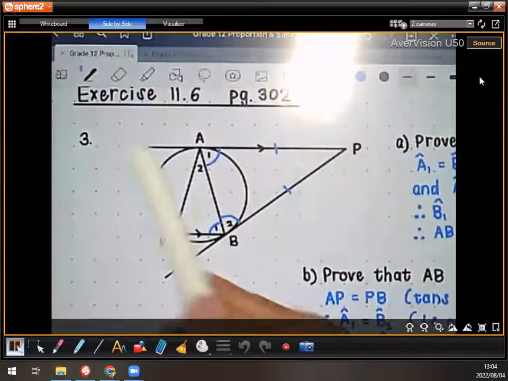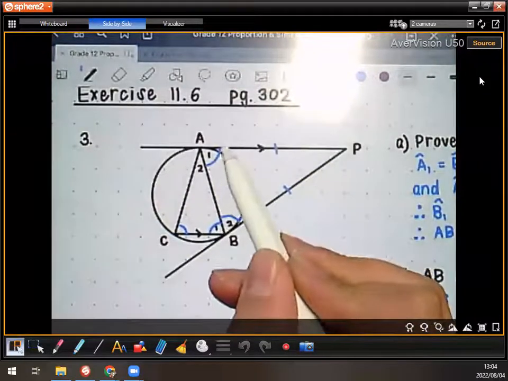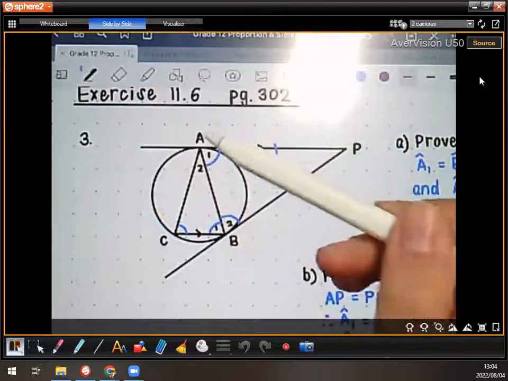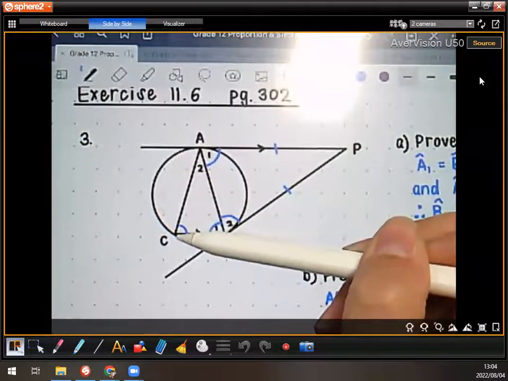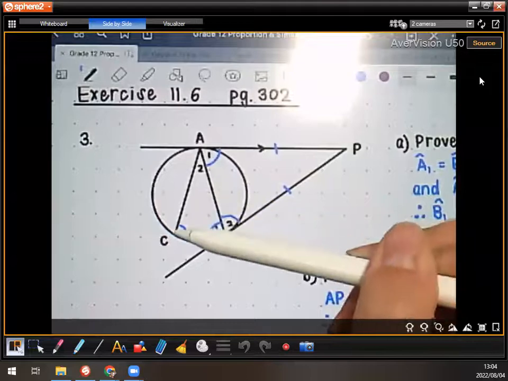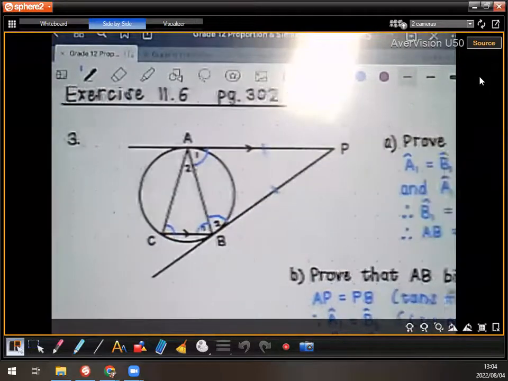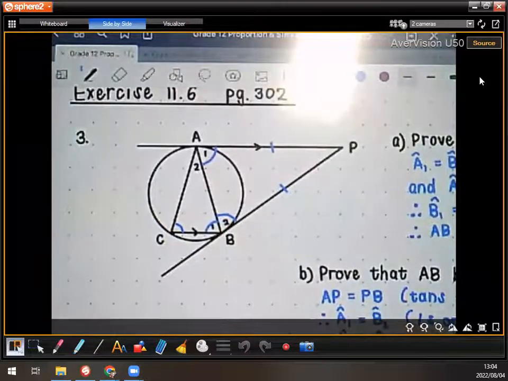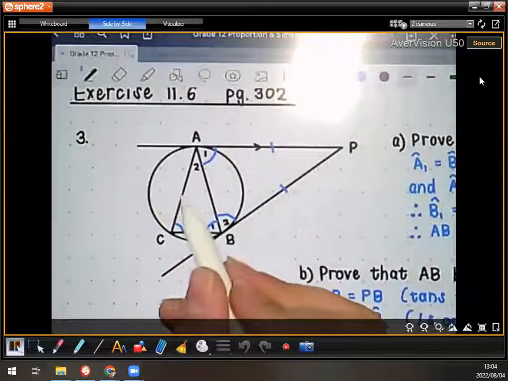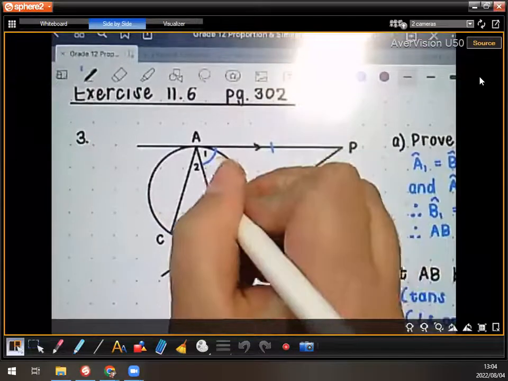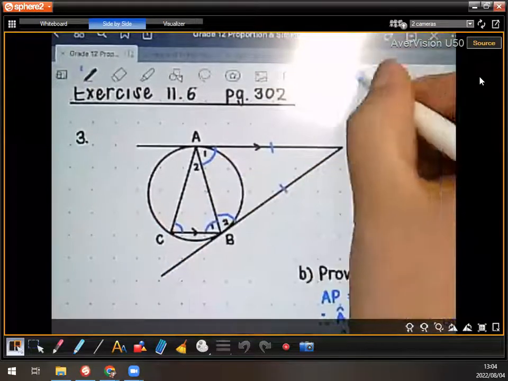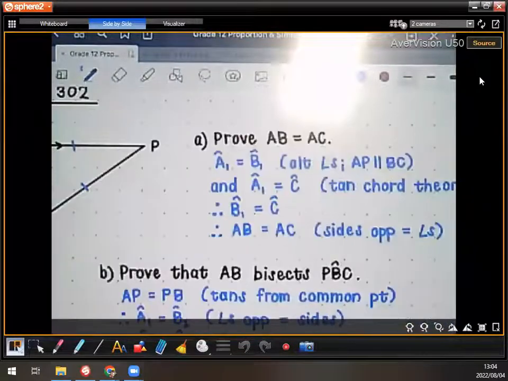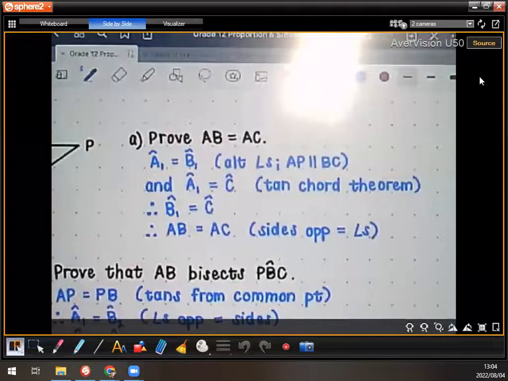Tangent theorem, right? They told us that AC was a tangent. So A1, the angle between that tangent and that chord, is equal to angle C, which is subtended by the same chord, in the alternate segment theorem. Okay, so that's what we did there. And then because they're both equal to A1, they have to be equal to each other. And then you can say AB is equal to AC because of sides opposite equal angles. I'll show you now the actual working. There we go.